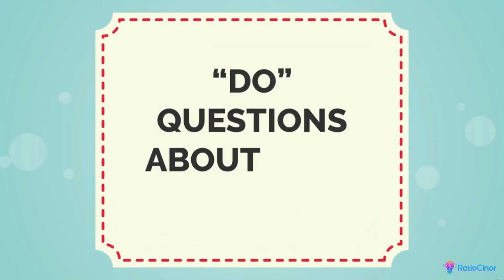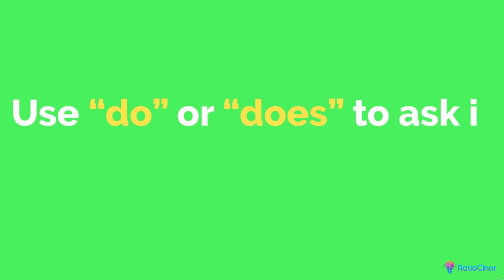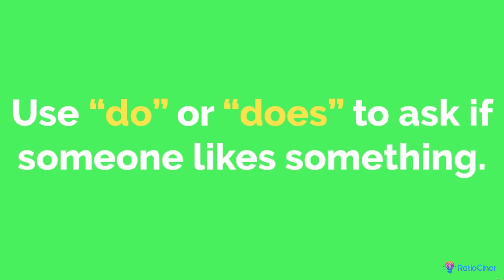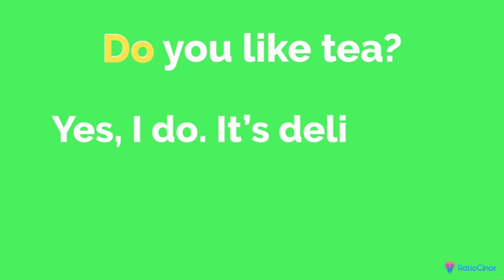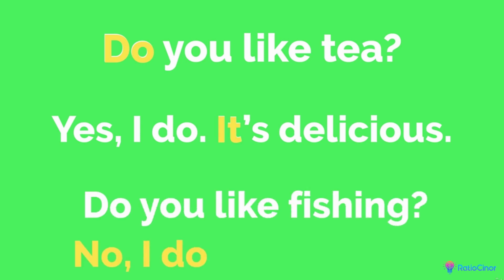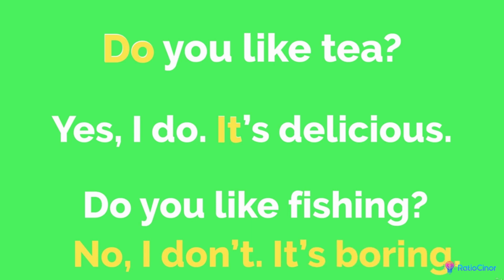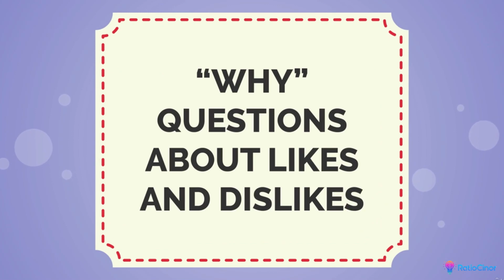Do questions about likes and dislikes. Use do or does to ask if someone likes something. Do you like tea? Use do to ask a question. Yes, I do. It's delicious. You can use it to avoid repeating the subject. Do you like fishing? No, I don't. It's boring.